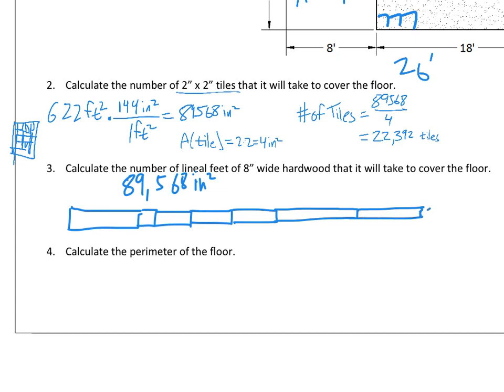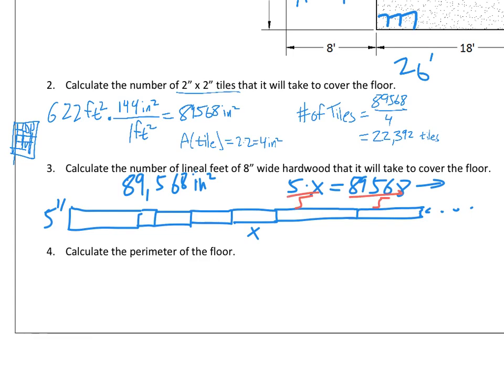This rectangle would be a huge rectangle, and we need it to be long enough so that the rectangle is 5 inches by x. So we know 5 times x is 89,568. So if we divide both sides by 5, we get our answer.